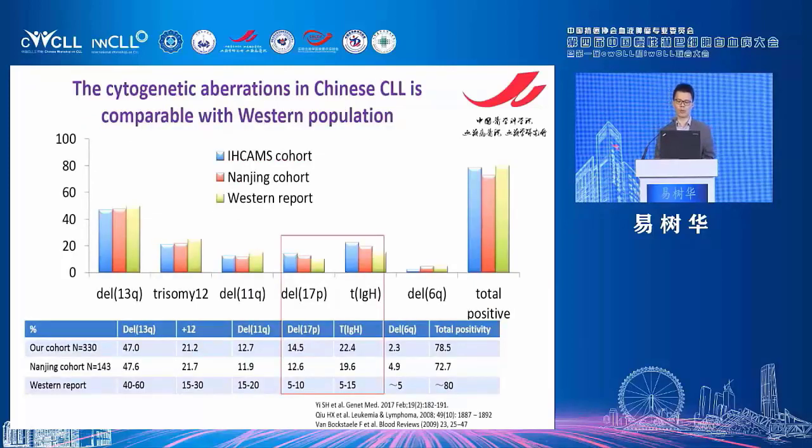In respect of the cytogenetic aberrations, our group and Dr. Jianyong Li's group, and also other groups in China, have described the frequencies. I list here our cohort and Dr. Li's cohort, with the incidence of deletion 13q, trisomy 12, deletion 11q, deletion 7p, and translocation of IgH. I think the incidence is comparable between the Western and the Eastern populations, a little bit higher for deletion 7p and the translocation of IgH. Maybe there's some association with the advanced stage of this Chinese population.